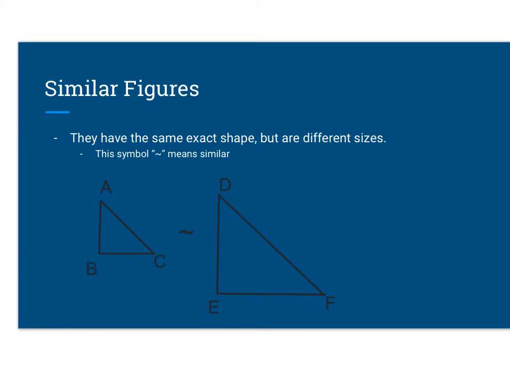Here we have two triangles, triangle ABC and DEF, and we would say that they are similar to each other. They are the same shape, but they are clearly different sizes.